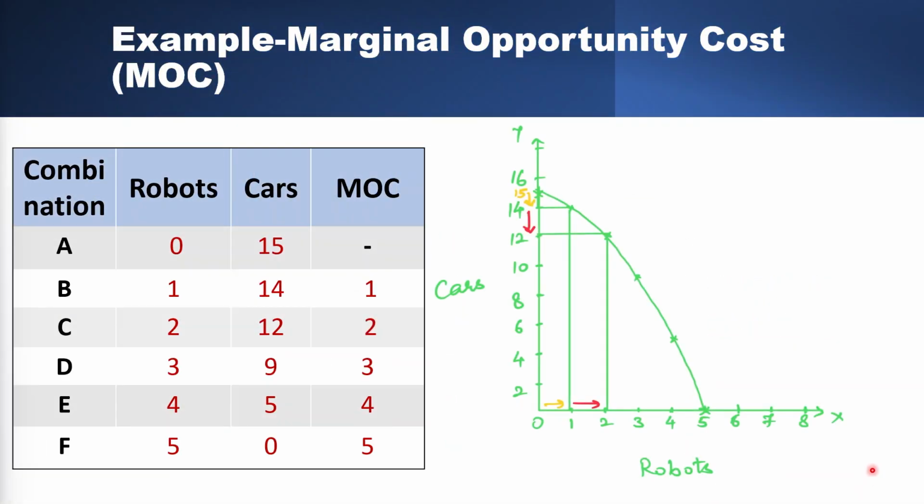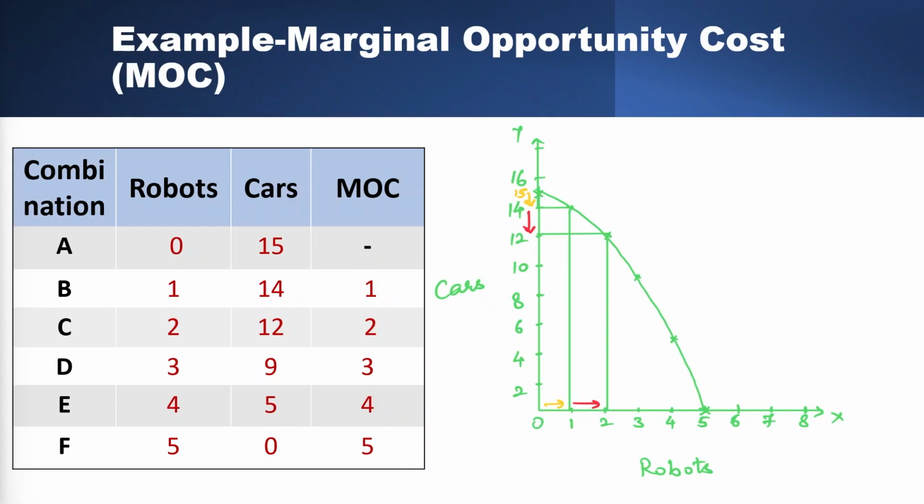The same concept we can understand through a graph. Here you can see that when we move from 0 to 1, when we want to produce 1 robot, we have to let go of 1 unit of car, from 15 to 14. But when we want to produce another unit of robot, the second unit, we have to let go of 2 cars. Therefore, for every additional unit of robot, you have to let go of more and more cars.